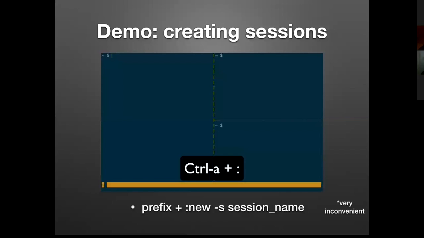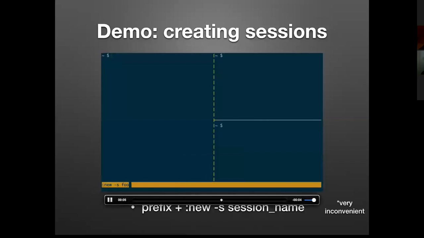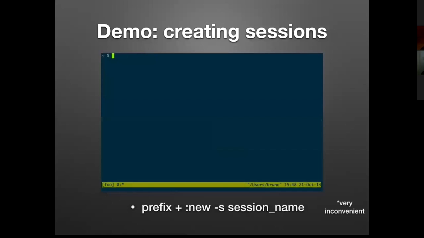So this is kind of unusual. You can see in the video now we created a new session, and it's indicated by the word foo at the bottom left corner of the screen. And creating sessions is a bit of a pain with tmux, especially with the new version, because you have to press colon, then give it a flag minus s, and then type the session name. So this is not really convenient, and we will show a way to remap this later. But this was just a display of what sessions look like.